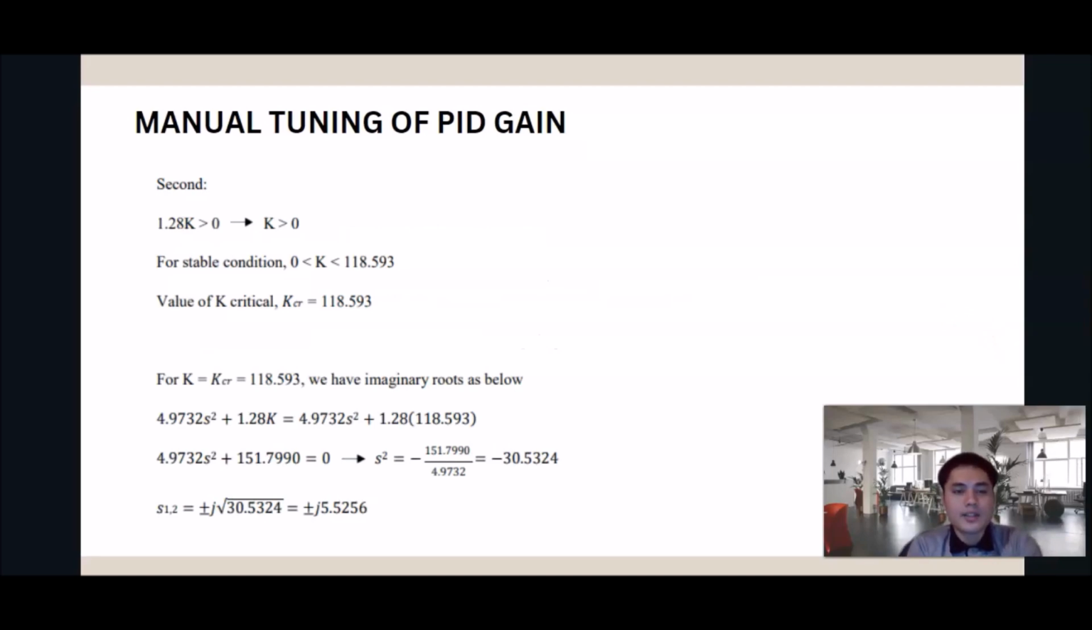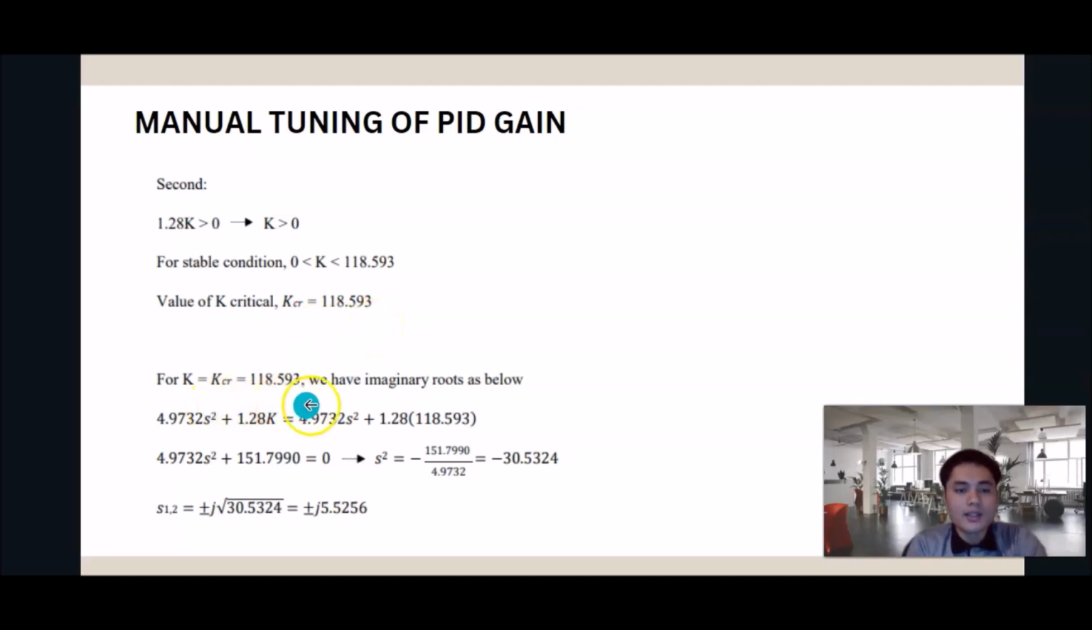Next, the second condition is 1.28K is bigger than 0. So K is bigger than 0. For stable condition, K is bigger than 0 but smaller than 118.593. The value of K critical is 118.593.